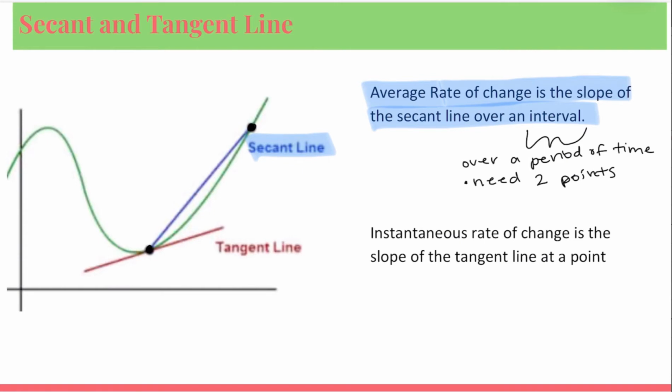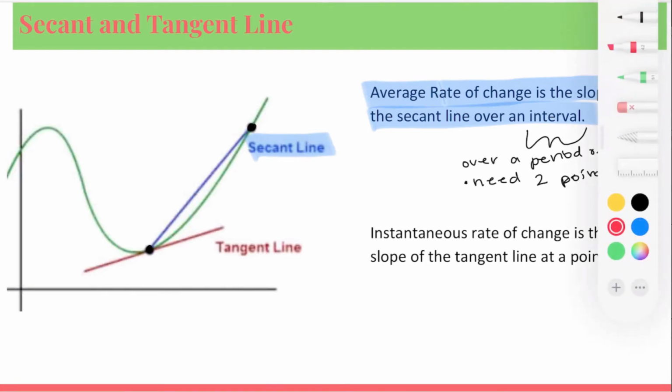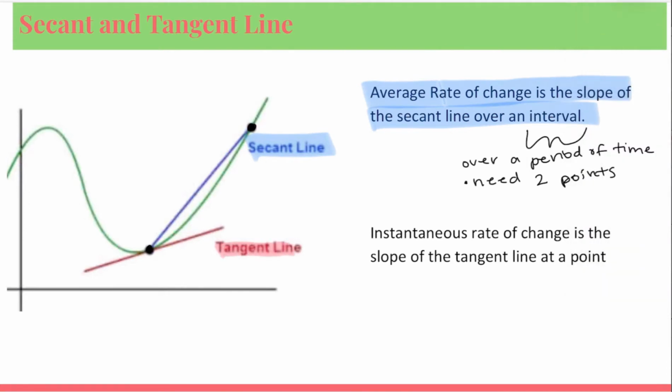And then instantaneous rate of change is the slope of the tangent line at a point. This is a new vocabulary word, tangent line. Instantaneous rate of change is the slope of that tangent line. It's called instantaneous rate of change because it's happening at a single time. It's change at a single moment in time.